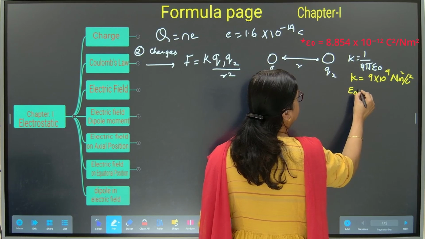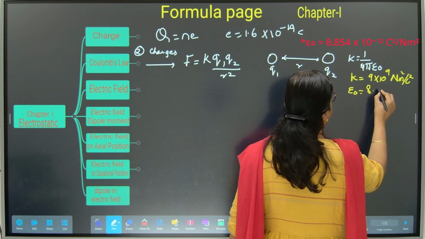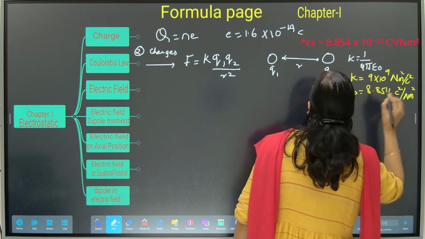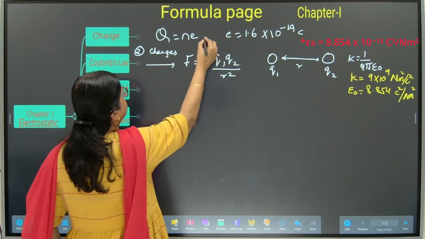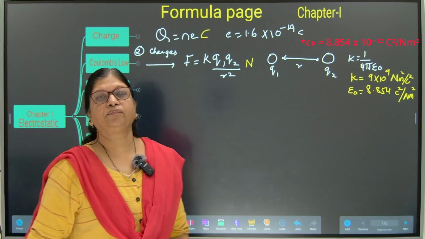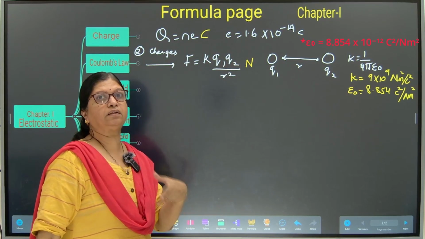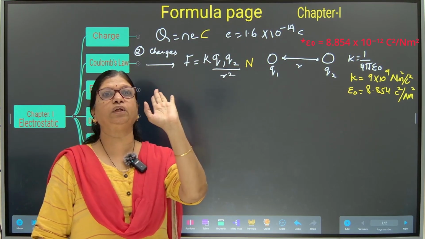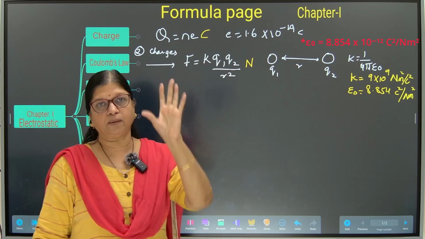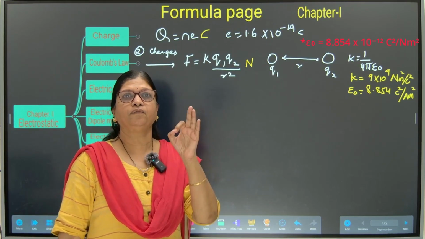And epsilon naught is the permittivity in free space, whose value has to be remembered as 8.854 into 10 raised to minus 12 Coulomb square per Newton meter square. What is the unit of this charge? Coulombs. What is the unit of this force? Newton. Any force will have the unit Newton. Fine. So this is the way you have to remember the concept, the formula, and very importantly units. If you don't write the unit in the exam, you are going to lose half of the mark from the whole answer. So the result is very important. It has to be written correctly with the unit.